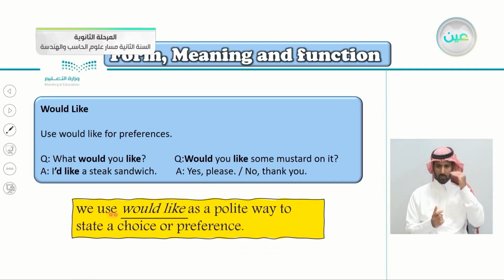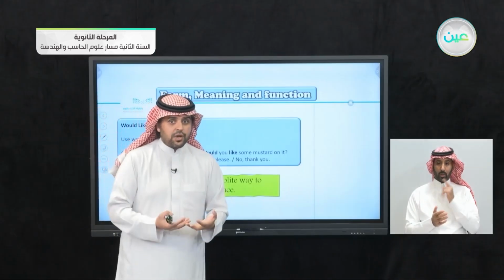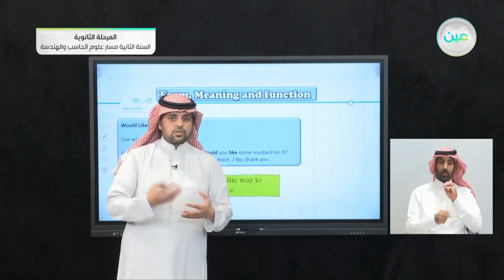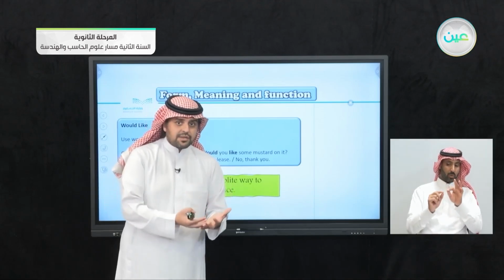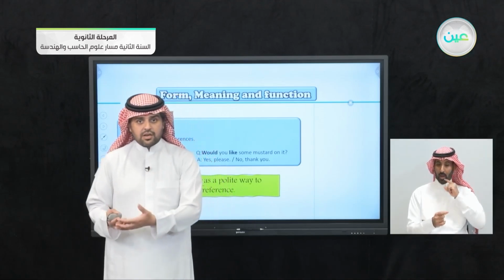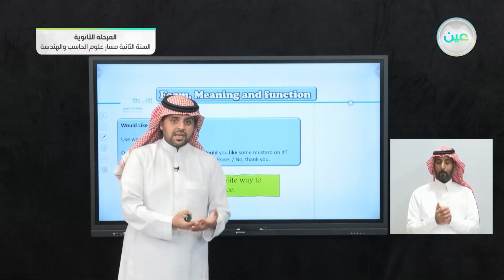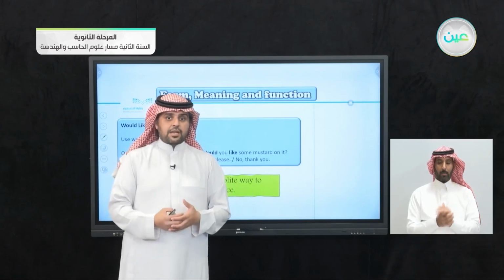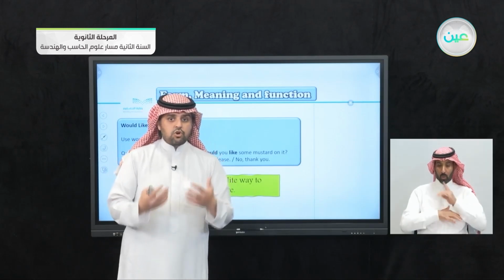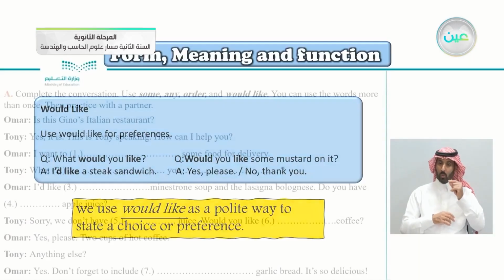We use would like as a polite way to state a choice or preference. So would like is a polite way to tell someone what you choose. I would like some ketchup. I would like some chocolate. I would like some milk, and so on. So would like is a polite way to show your preference.